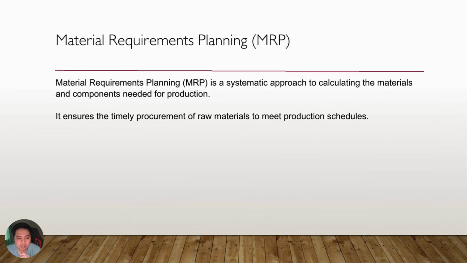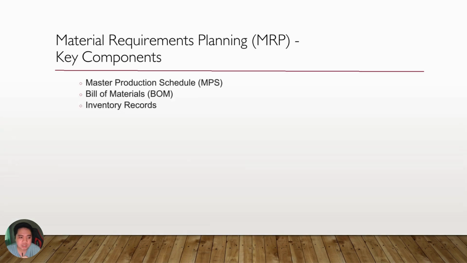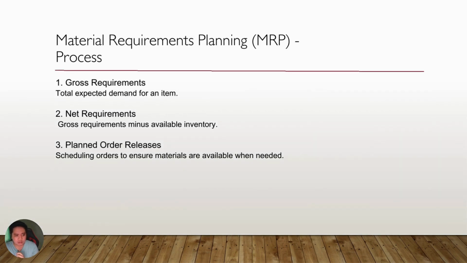So, what are the key components of it? The material requirements planning key components are master production schedules, bills of materials, and inventory records. So what is the MRP whole process? It is about the gross requirements, the net requirements, and planned order releases.